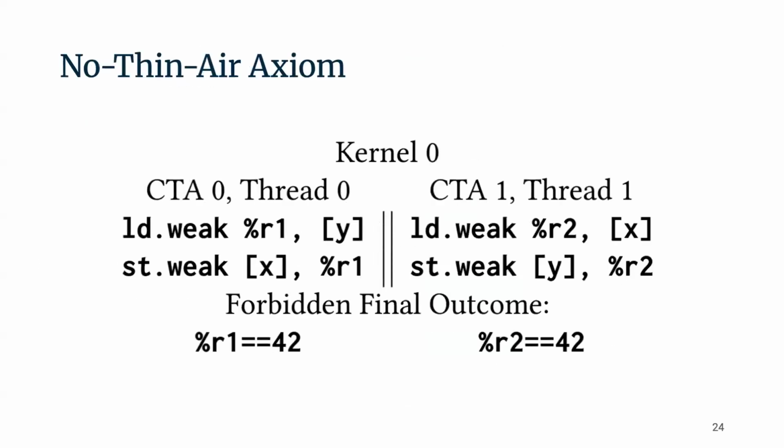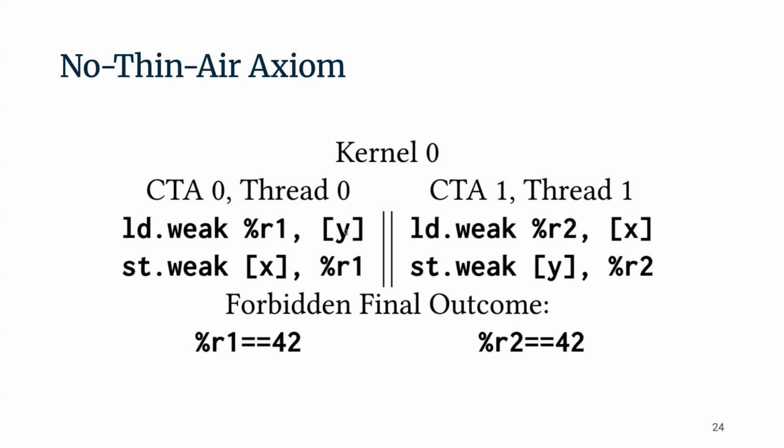There's no thin-air axiom. This is mostly for reasons of mathematical consistency and proving. It means that you can just speculate values from thin air. So if this axiom wasn't there, and the final outcome was that both registers would be 42, none of the other axioms would be violated. But this is definitely something that we don't want to happen, right?